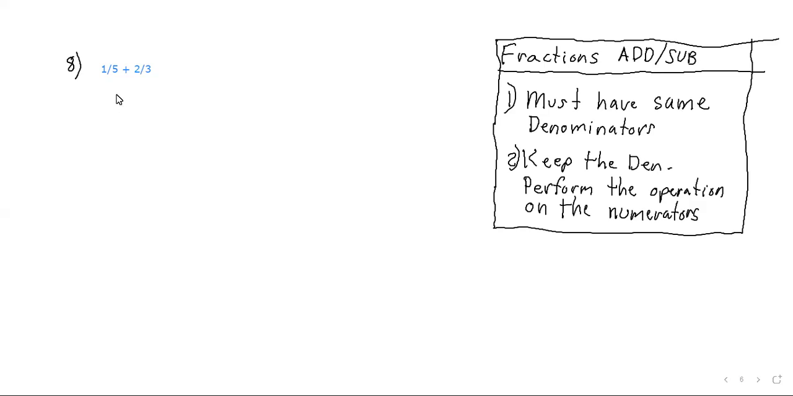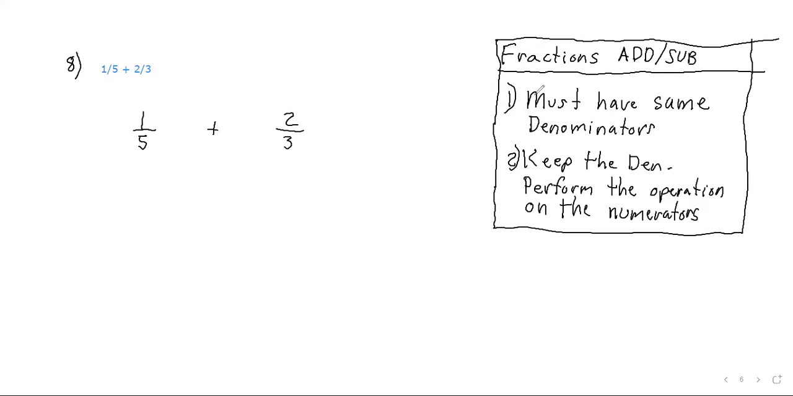Okay, so they're asking us to add these fractions, which is fine. I'm just going to rewrite them in a vertical format so it's easier to explain the process. So we have 1/5 plus 2/3.